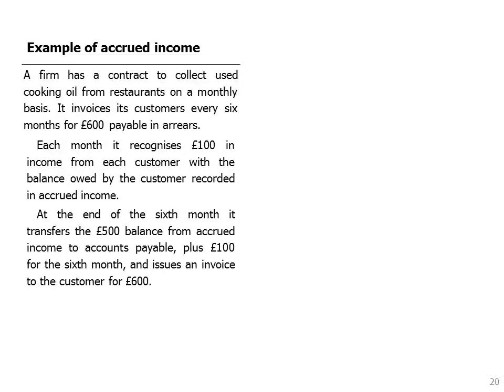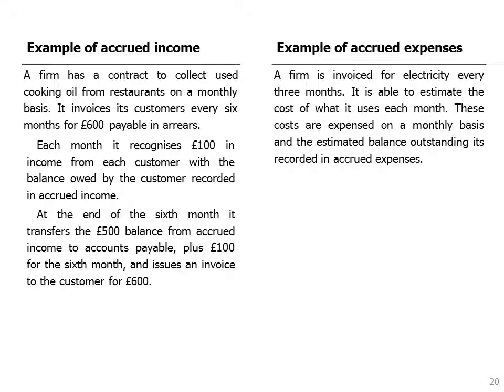Each month, it recognises £100 in income from each customer, with the balance owed by the customer recorded in accrued income. At the end of the 6th month, it transfers the £500 balance from accrued income to accounts payable, plus the £100 earned for the 6th month, and issues an invoice to the customer for £600.